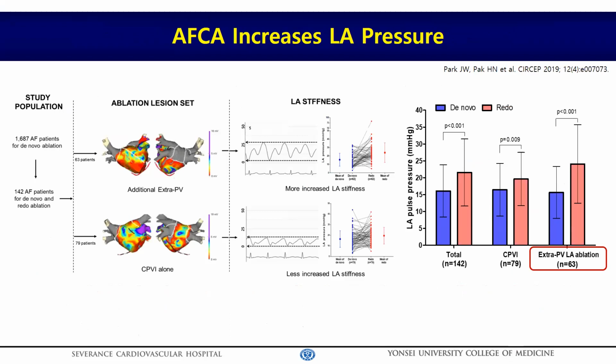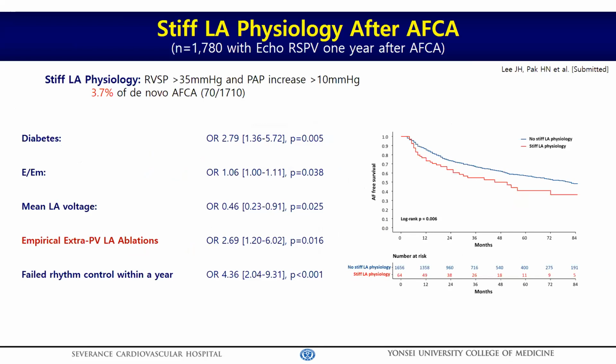Park Jae-wook previously proved elevation of left atrial pressure and stiffness at Redo procedures than in de novo procedures. Although symptom score did not change in this study, the increase of LA stiffness was more significant in patients who underwent extra PV LA ablation than those with PV isolation alone. However, this study population was limited to patients who underwent repeat procedures to measure the LA pressure. So this time, the EJF estimated the incidence of stiff LA physiology by analyzing 1-year follow-up echo after catheter ablation. And this study is also under review.